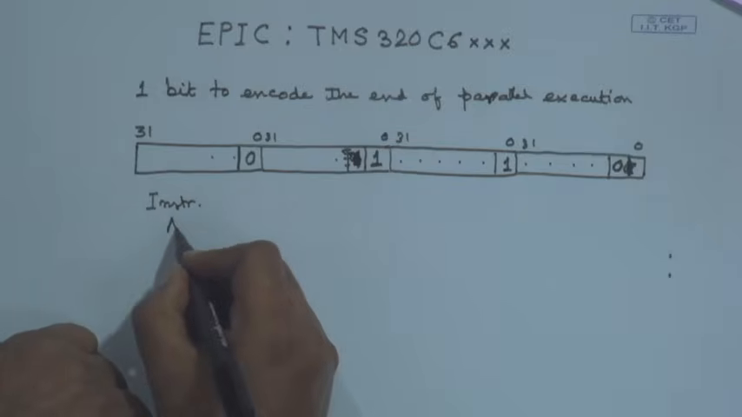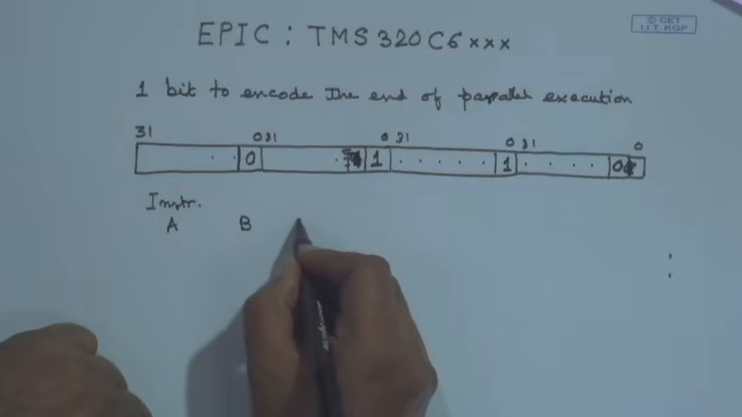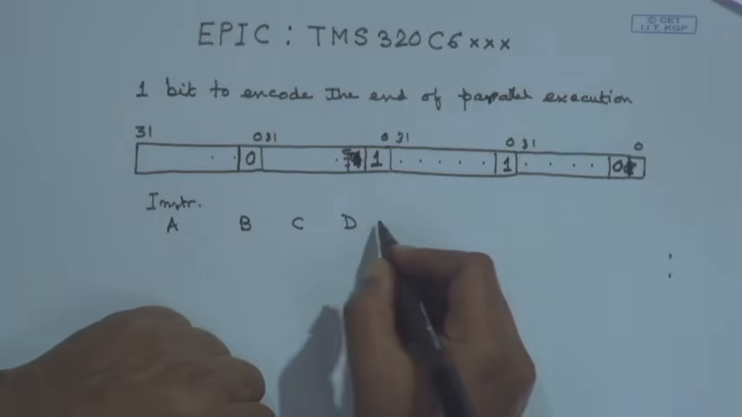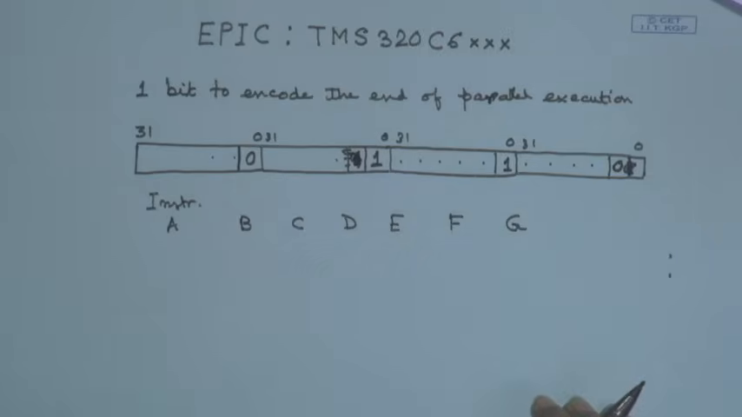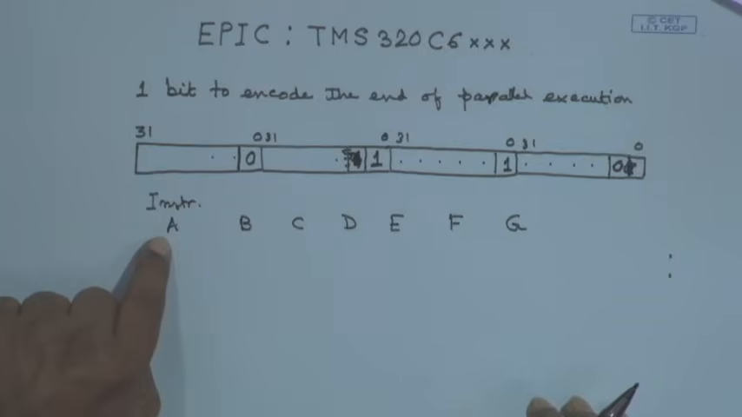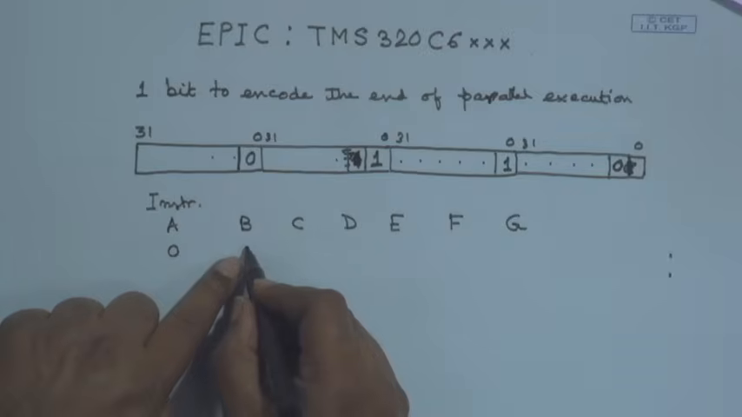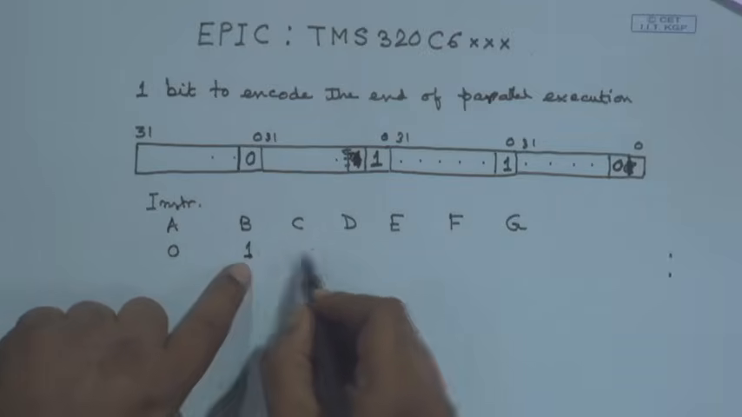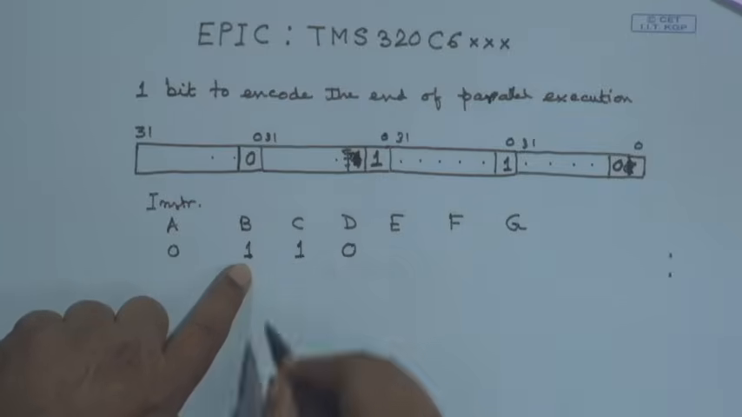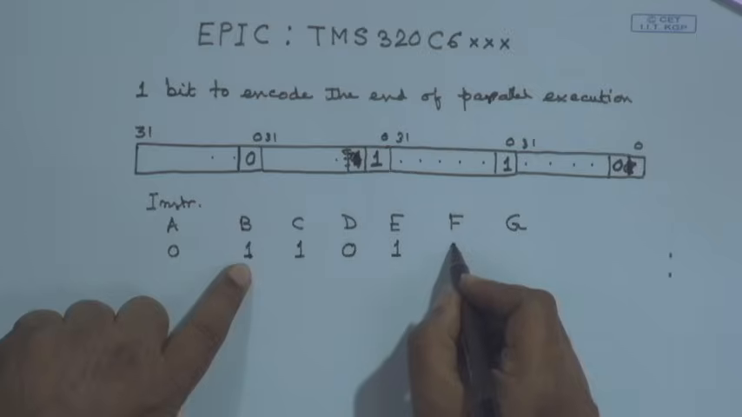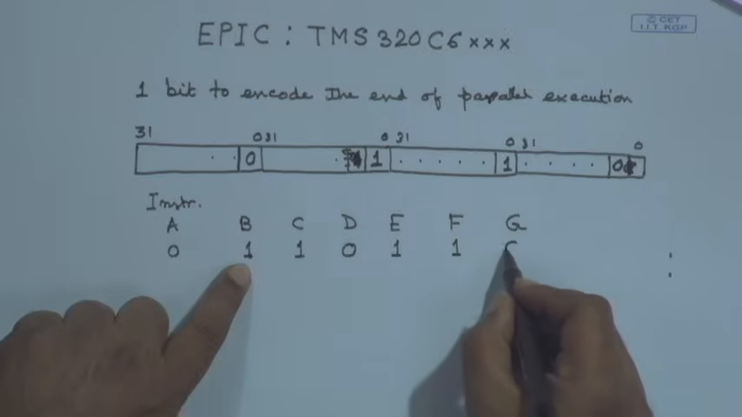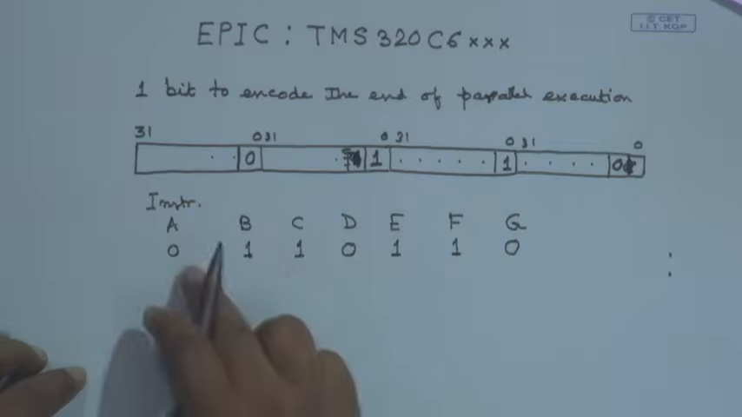Suppose now I have instructions A, B, C, D. At the end of instruction A, I put a 0. At the end of instruction B, I put a 1. At the end of instruction C, I put a 1. At the end of instruction D, I put a 0. At the end of instruction E, I put a 1. F, I put a 1, and G, I put a 0. These are the LSBs of each instruction.